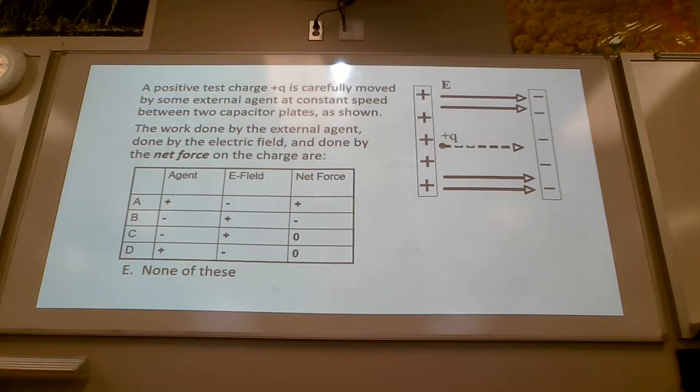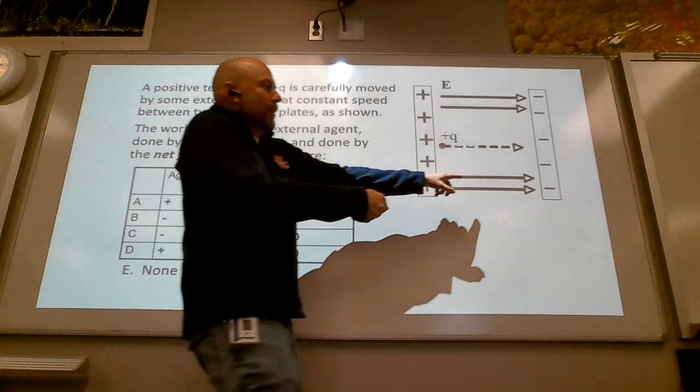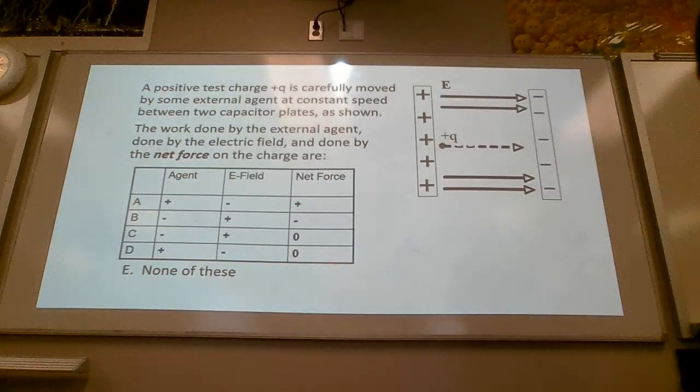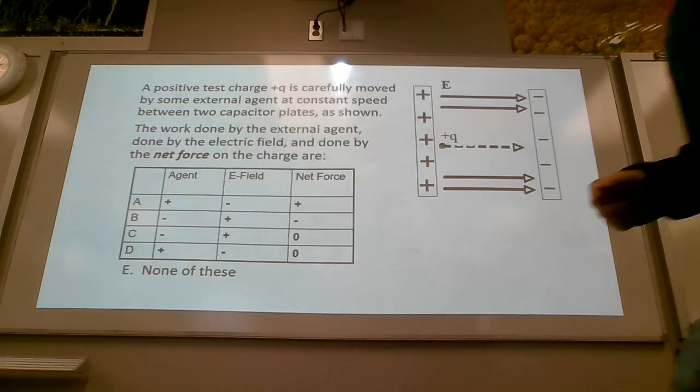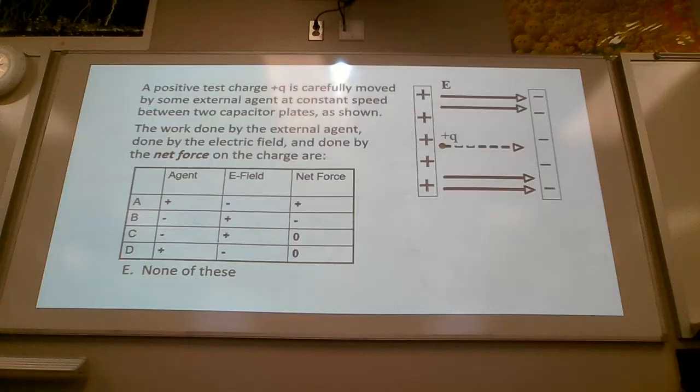This is like you trying to walk a big dog that's chasing after a squirrel. You're the external agent. The dog's trying to get to the squirrel. You're losing, but you're able to hold him so he's not accelerating and is moving at a constant speed. Is everybody okay with that? So the constant speed tells us the net force is 0.